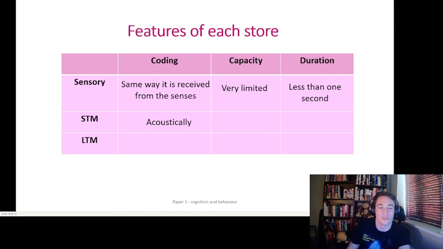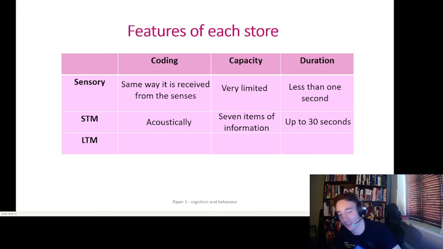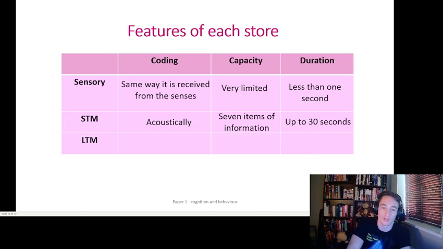How much can we fit in our short-term memory? Remember my examples. What were my examples? Okay, license plates, postcodes. We can fit 7 items, 5 to 9, in the middle, 7 items. And how long can we keep something in our short-term memory for? Up to 30 seconds.